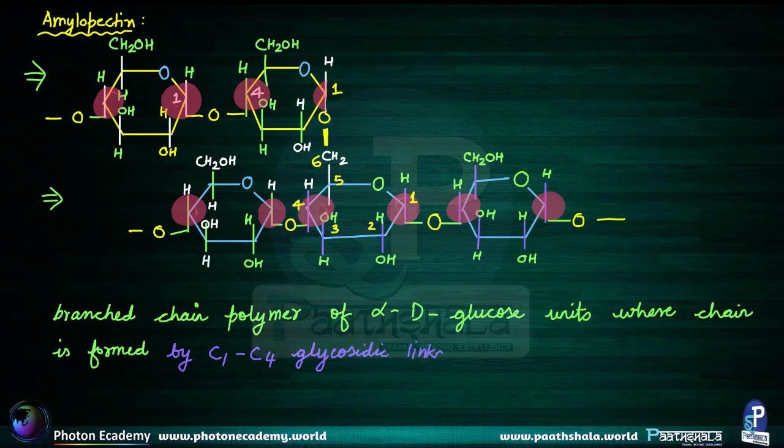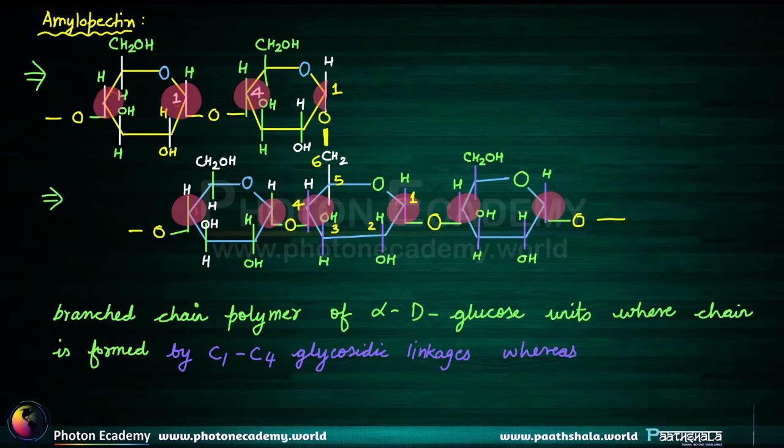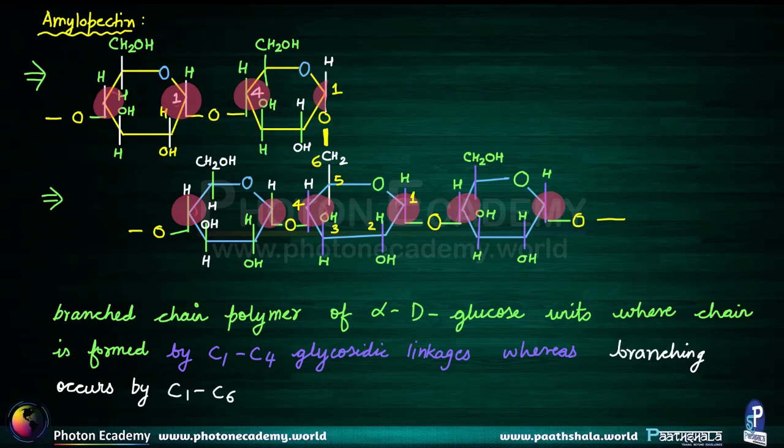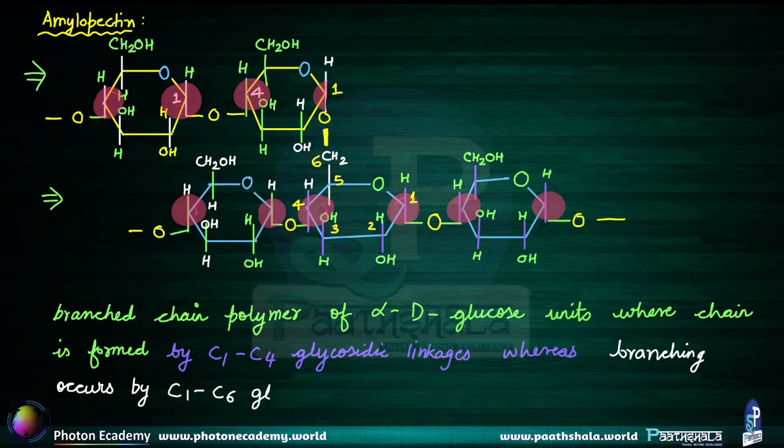So these lead to the straight chains. Straight chains are formed by these linkages. Branching occurs. So there is branching occurring also. So branching occurs by C1, C6 glycosidic linkages. So this is an example of a cross-linked polymer.